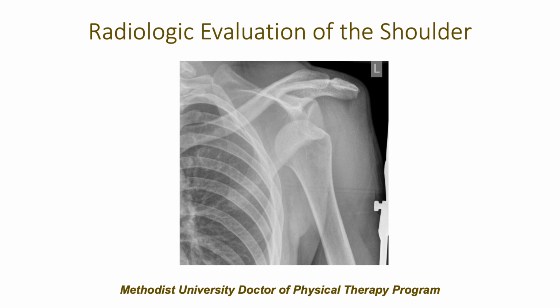Okay, so let's dive into radiologic evaluation of the shoulder. As we move through the upper extremity, what I want you guys to get a good appreciation for is the similarities that we see upper extremity versus lower extremity and some of the differences. So we're going to see a lot of things that are the same, and we're going to see a lot of things that are vastly, vastly different.